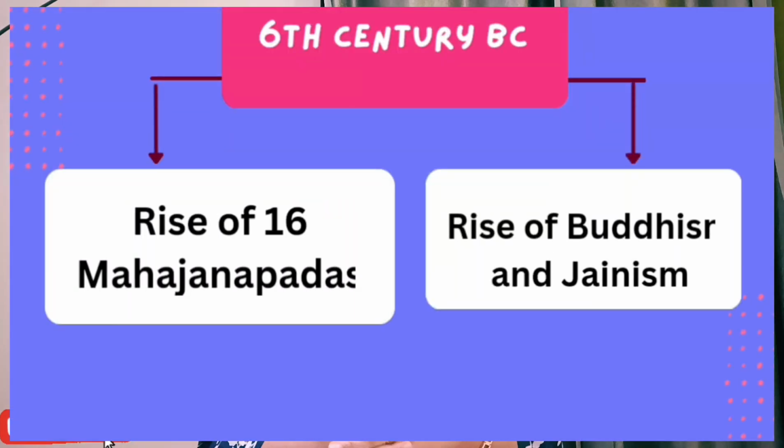Post multidimensional discussion on the Vedic age, we shift towards 6th century BC, when two of the most remarkable developments, or you can say growth, took place. First being the rise of 16 Mahajanapadas, and the second being the rise of two important religions, namely Buddhism and Jainism.